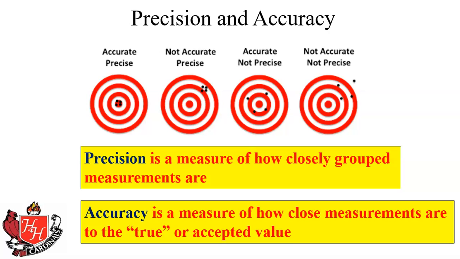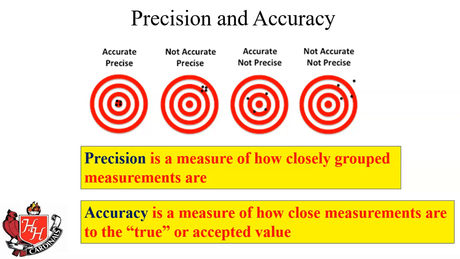So let's take each one of these. The first one is both accurate and precise. The shots hit the bullseye and they're closely grouped together. What that means is that the gun, the sights on the gun, were calibrated properly. It shot where it was supposed to shoot, where the shooter was aiming, and the shooter was a good shooter. He knew how to shoot the gun. So it's both of those things together.